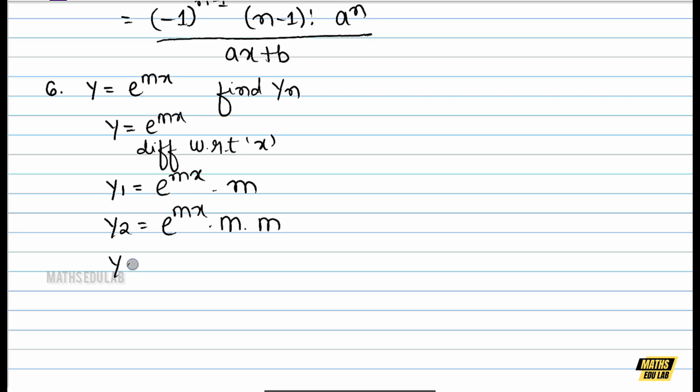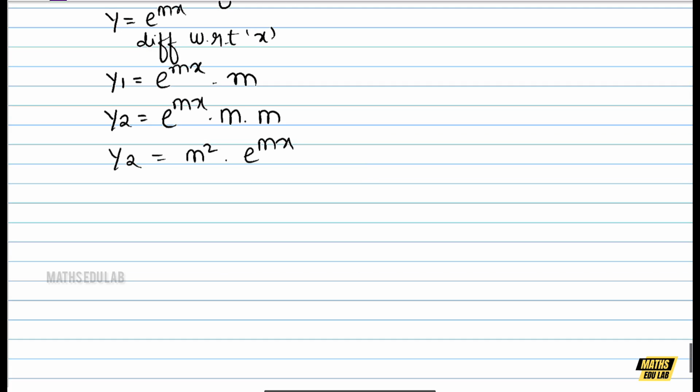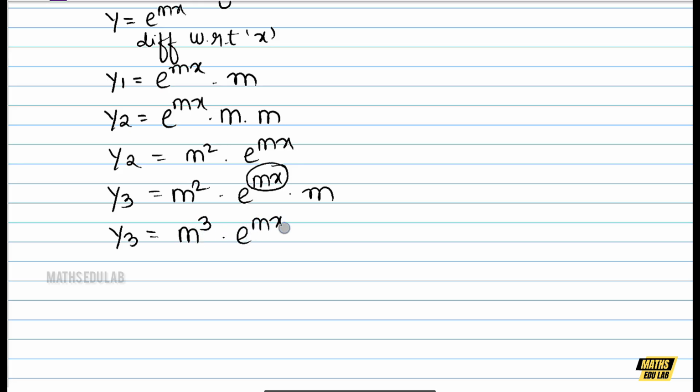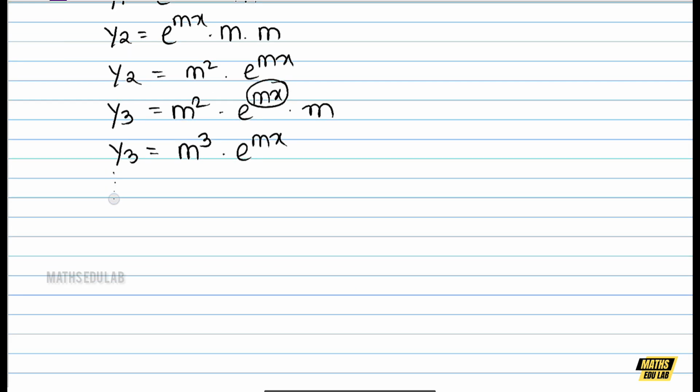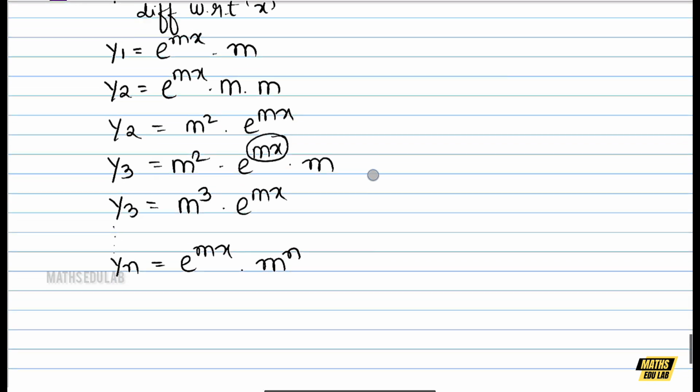So y2 will be m square e to the power of mx. For the third derivative of the given function, m square stays, the derivative of this part is e to the power of mx, and the derivative of the power part will give m. So y3 is equal to m cube into e to the power of mx. By this we can get the nth order derivative of the given function as e to the power of mx into m to the power of n. So this is the value for the given function.